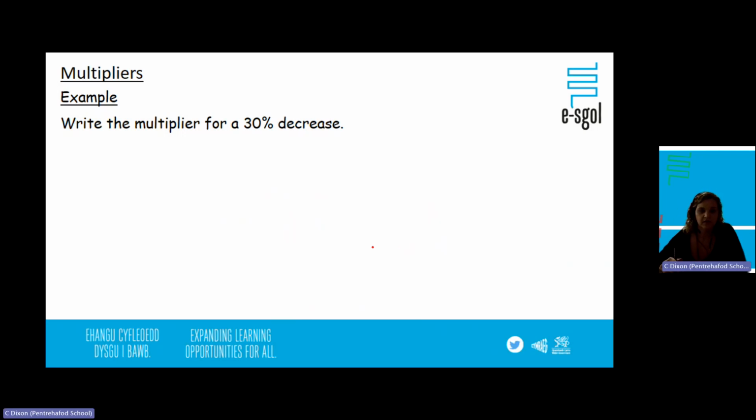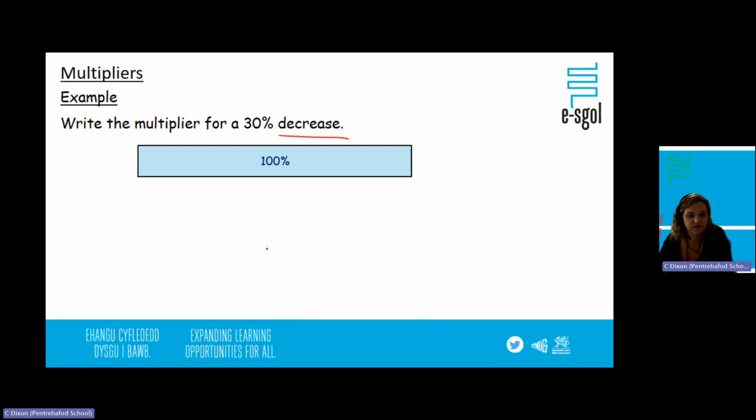So this time we've got write the multiplier for a 30% decrease. Now every time picture starting with 100%, so we've got the entire amount, but now we want to take 30% off this. We want to take 30% away. So that bar is actually going to decrease. It's going to come down by 30%, which now leaves 70% of the original amount, not the original 100%. Okay, so we're taking 30% off, leaving us with 70.